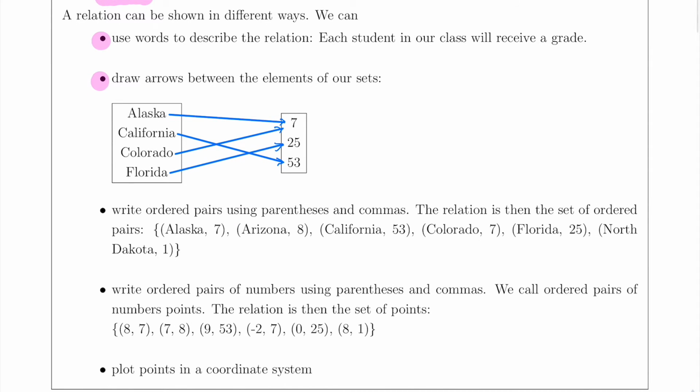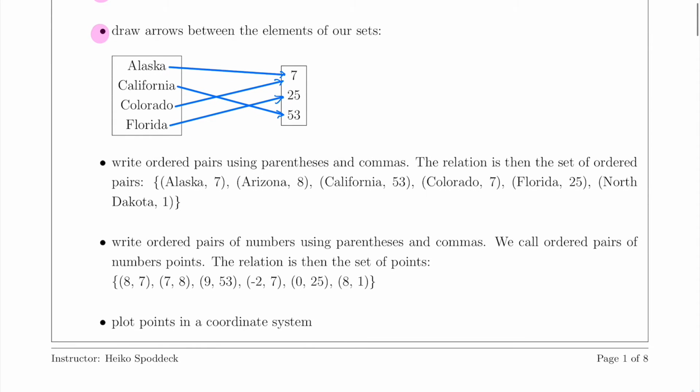Now we can also write ordered pairs. So those are the last examples here. So we can just write these same states as an ordered pair with the number that shows what the number of representatives in the House that particular state has. And then I have the set of ordered pairs that shows different states with different numbers of representatives. Actually, I added one more, North Dakota in this case.